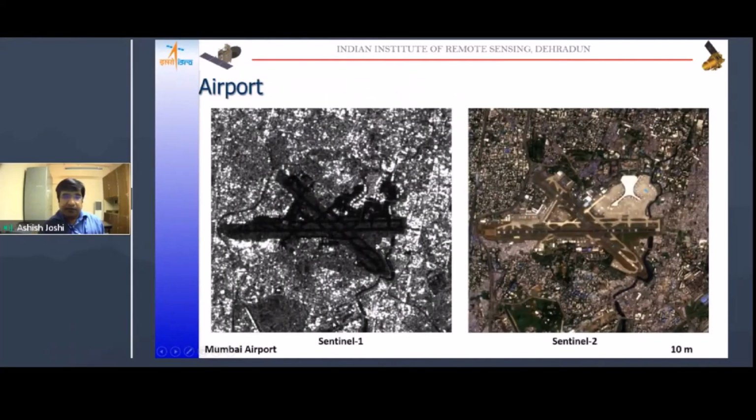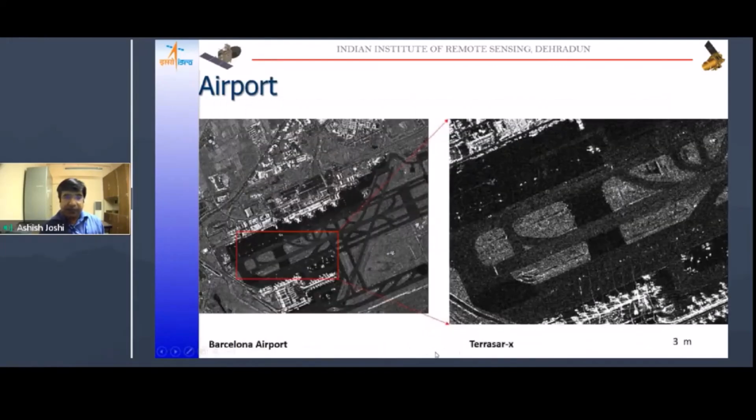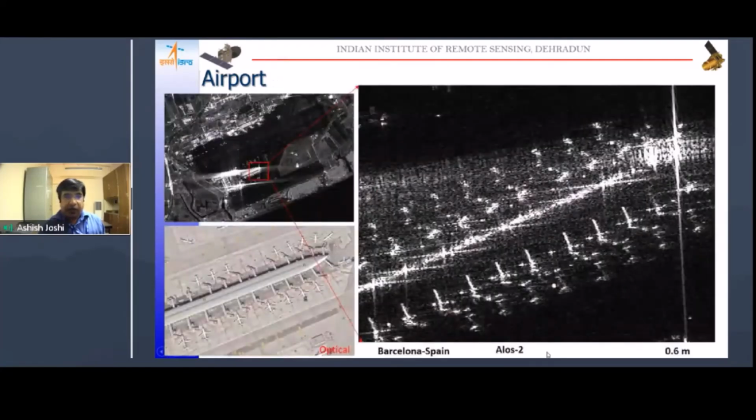This is the airport in Sentinel-1 and Sentinel-2. You can see how it is appearing, because due to specular reflection, the airport runway is appearing as dark tones. This is the New Delhi airport in Sentinel-1, 10 meter. This is the higher resolution 3 meter TerraSAR-X image of Barcelona airport. Okay, so you can see. Now this is of 2.6 meter, same Barcelona. Here you can see the optical satellite, and this is the SAR satellite.